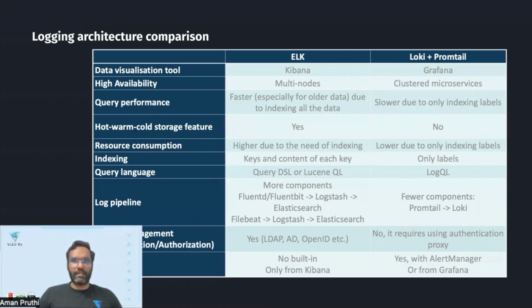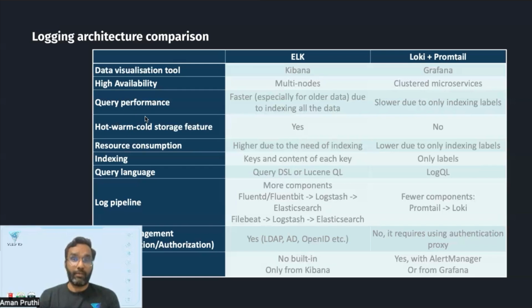So for the ELK or EFK stack, the visualization tool is Kibana. Here it is Grafana. For EFK, with Elasticsearch you get high availability because it is a clustered system, with multiple nodes. Whereas Loki is a newer architecture. It's a microservices architecture where each part of the system is broken down into multiple pieces and you can scale any one of them, from querier to ingester to gateway. So you can basically scale any one of these microservices depending on your requirement.